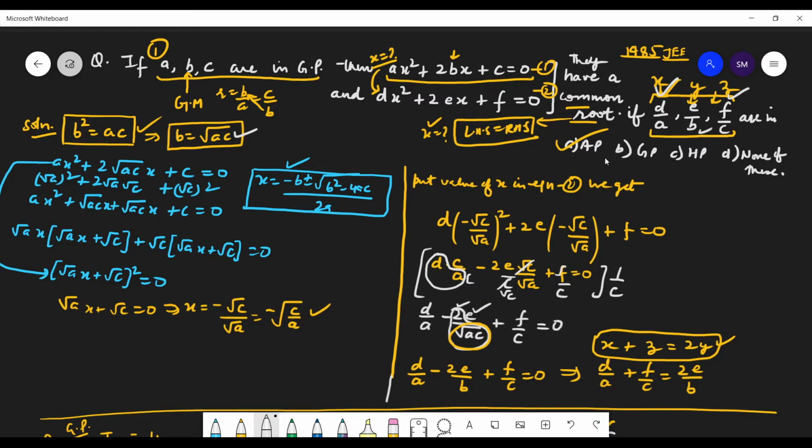Now after solving this, we reach this stage. Now here we had C, D, C by A, but I need D by A only. So that is why I divided. Strategy is what you need as your answer. So that is why I divided with C. Now I have got D by A and F by C. But still I have under the root AC, and I don't need under the root AC.